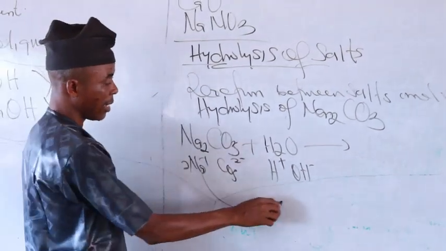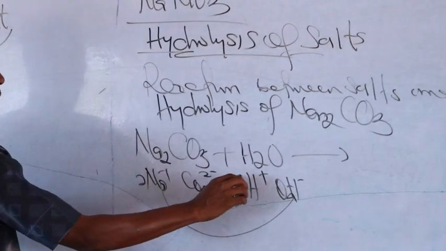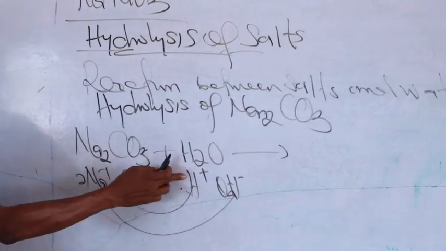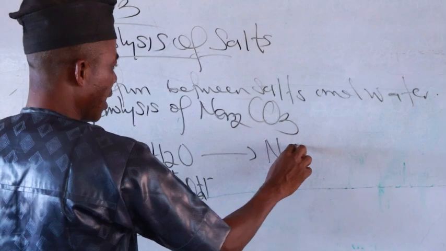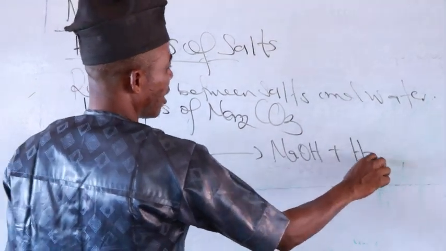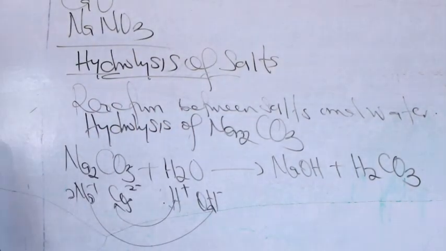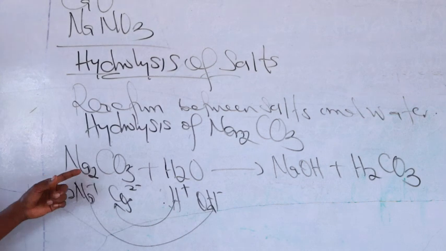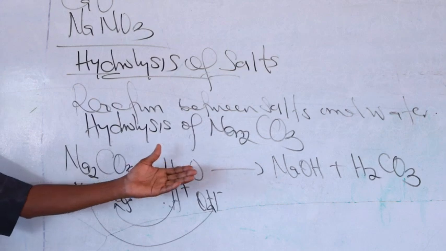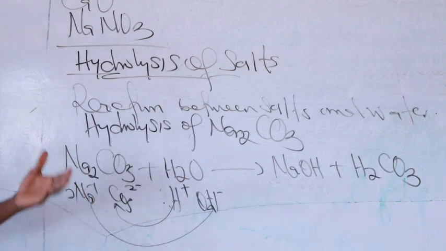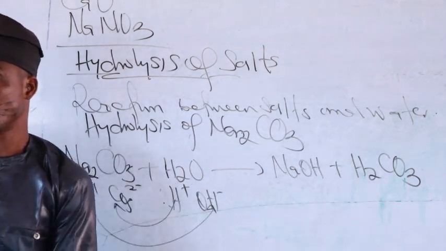Then we have the Na with OH, then this to this. Then what do we have now? We are going to have NaOH and H2CO3. That means when you dissolve Na2CO3 in water, the reaction will occur between the water and the salt. And what you have in the solution is going to be sodium hydroxide and H2CO3.